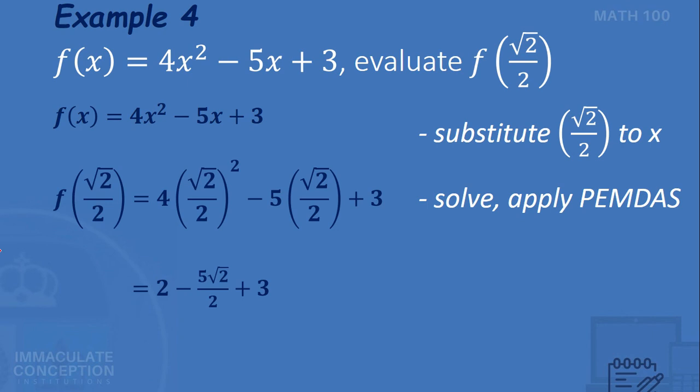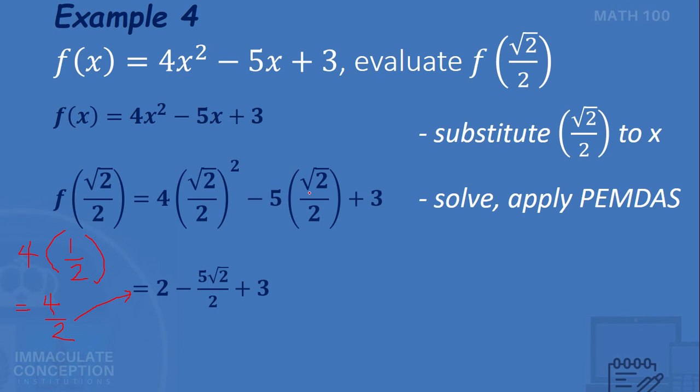Okay, so we have 2. So 2 came from 4 multiplied by 1/2. So 4 times 1 is equal to 4, and then divided by 2. So we arrive now at 2.